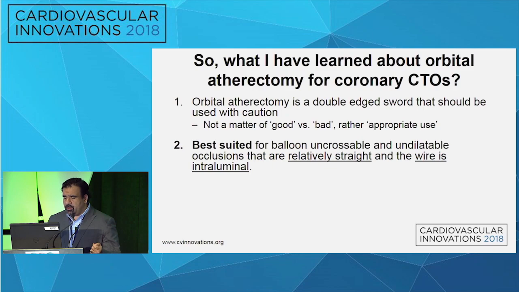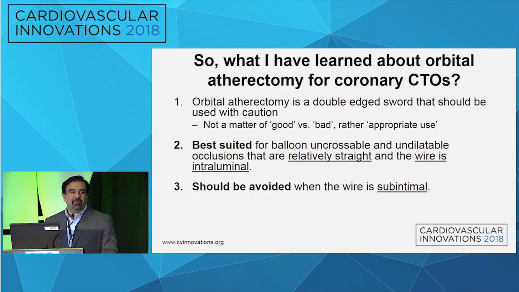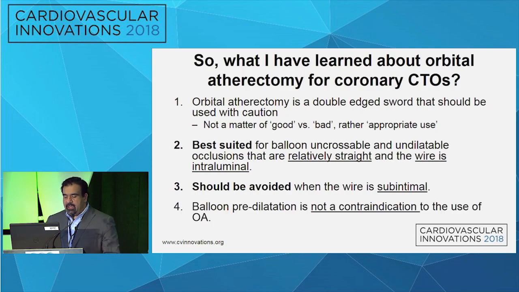It's best suited for balloon uncrossable and undilatable occlusions, which are relatively straight. What's the angle? I don't know, 45 degrees or less maybe. And the wire is intraluminal. That's where it works best. It probably should not be used in subintimal areas, especially if the subintimal plane is going across an angle. And finally, balloon predilatation is not a contraindication to the use of orbital atherectomy.